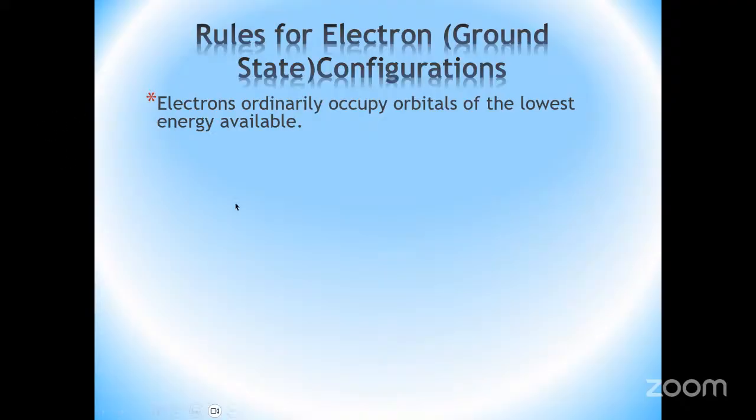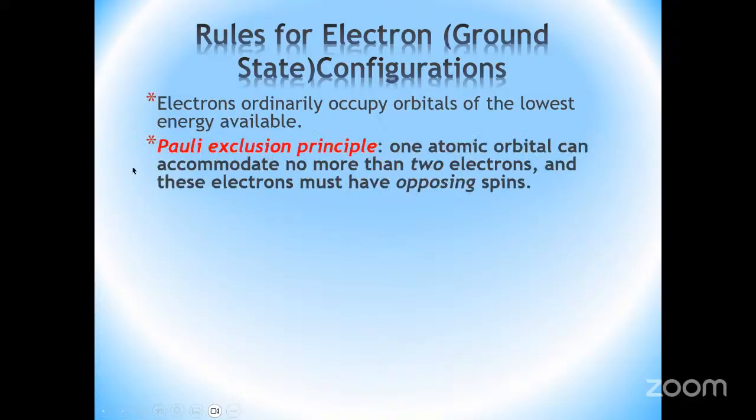Basically, what this means is that in the ground state, the electrons will be assigned to the orbitals of lowest energy. This brings us to the Pauli exclusion principle, which I mentioned before, which says that one atomic orbital can accommodate no more than two electrons. And these electrons must have opposing spins. We saw that in the example that I just showed you.